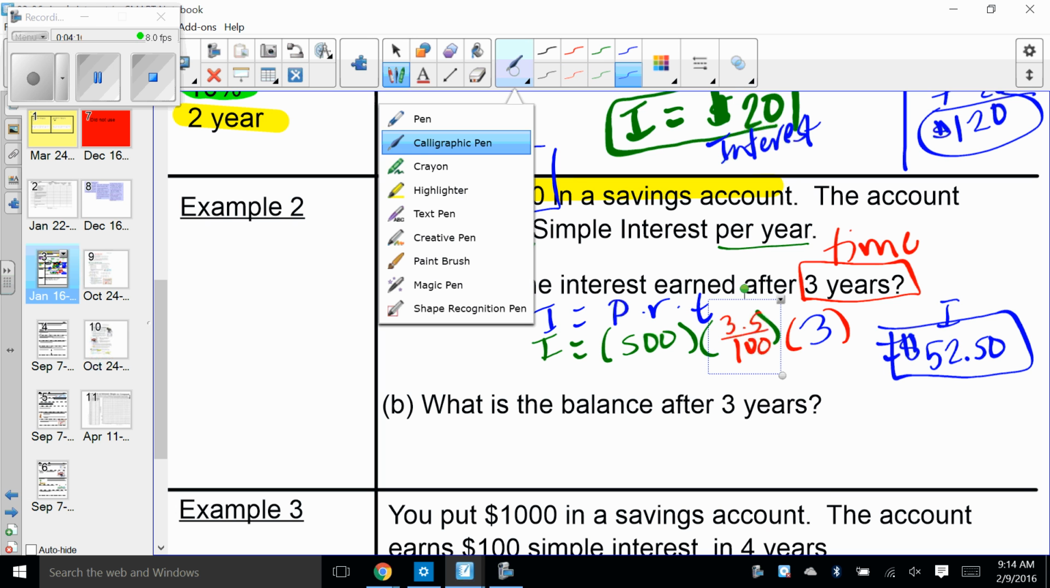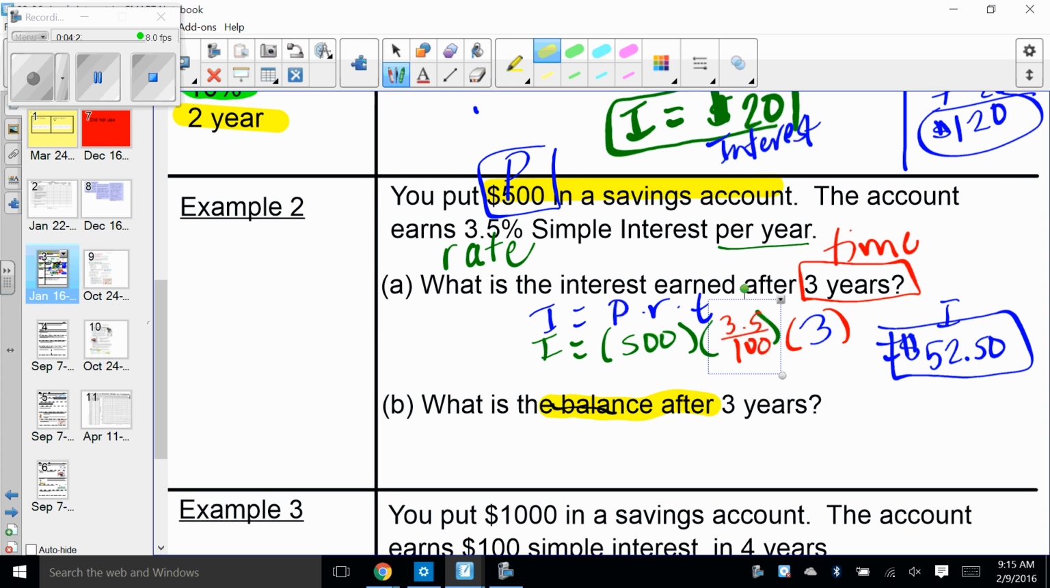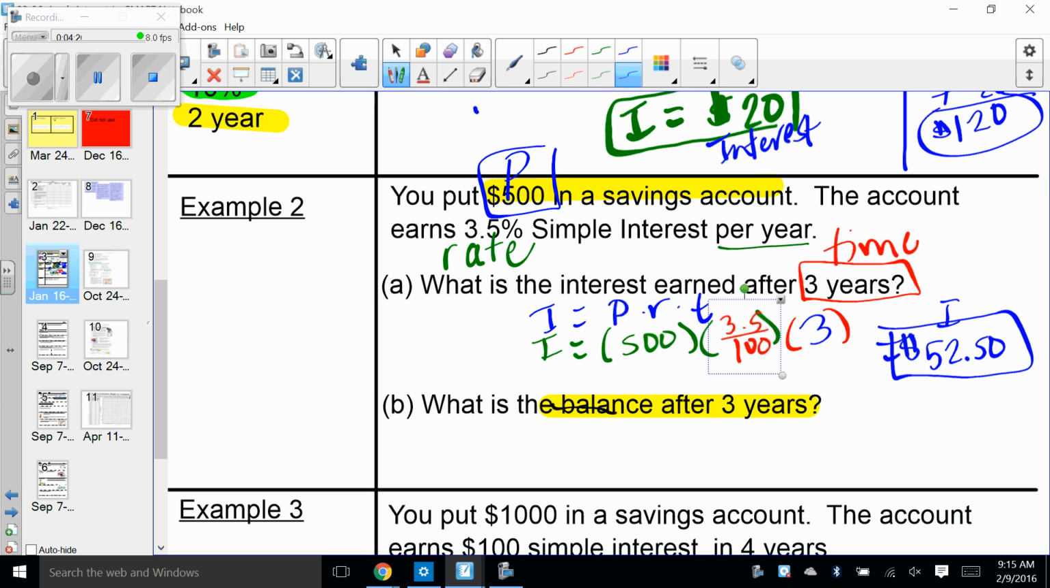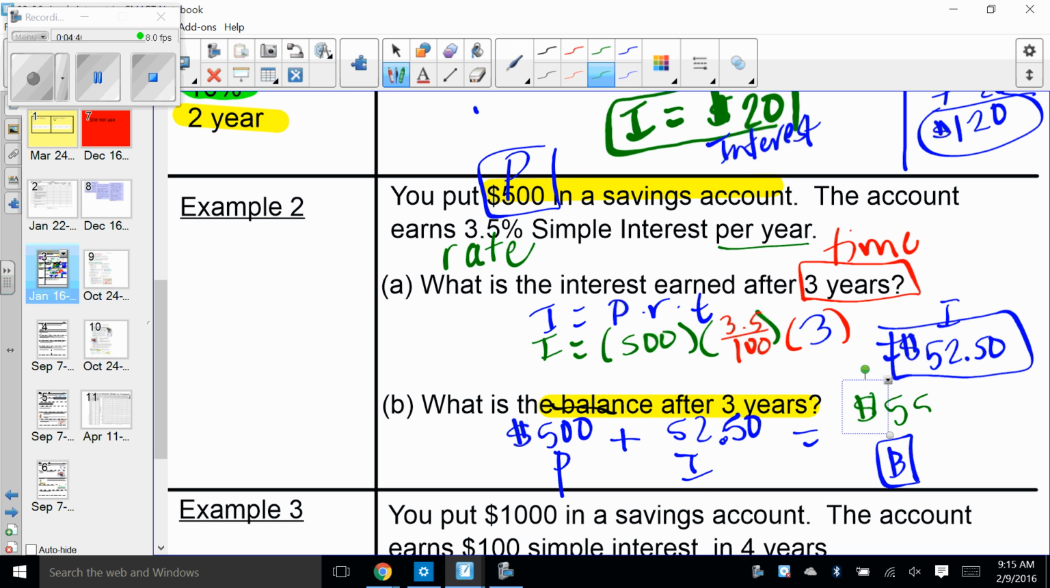So the next question in part B is asking what's the balance in the account. Now, if I'm going too fast, make sure you pause that video. What's the balance after 3 years? So how much money will I have now? Well, you started with a principal of 500. You add the interest that the bank's going to pay you because they're saying thank you for letting us use your money. And that's what's called the balance. So we just add those, which gives us a total of $552.50 as our balance at the end of 3 years.